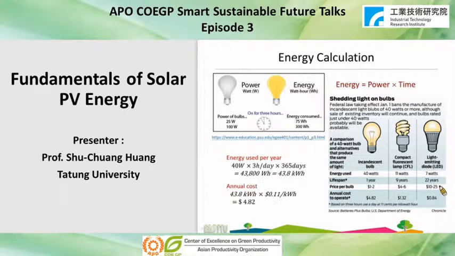So if 1 kilowatt hour costs you $0.11 US, then you can calculate the annual cost for the light bulb. In this case, it's $4.82 US.